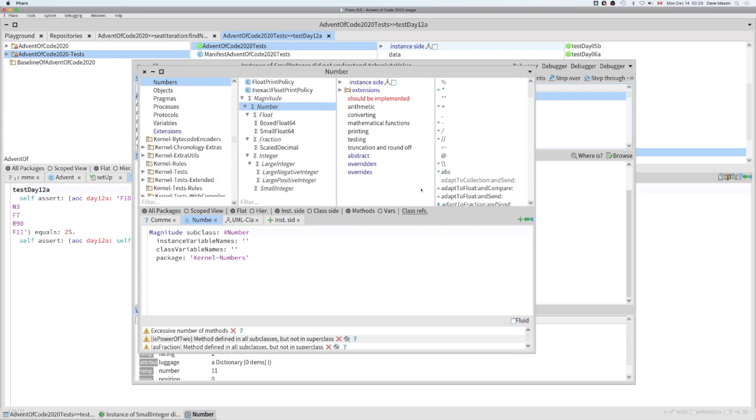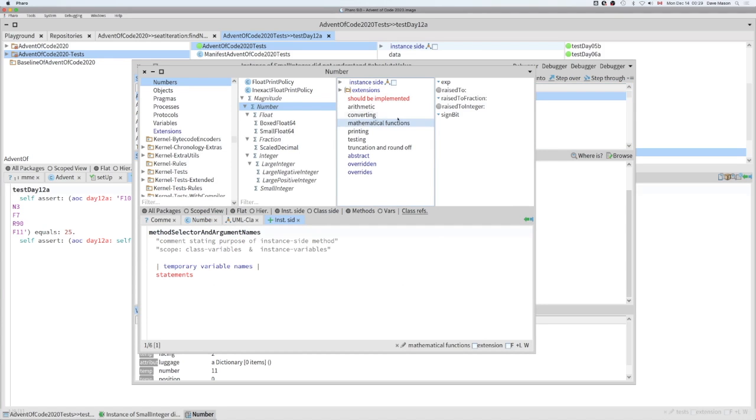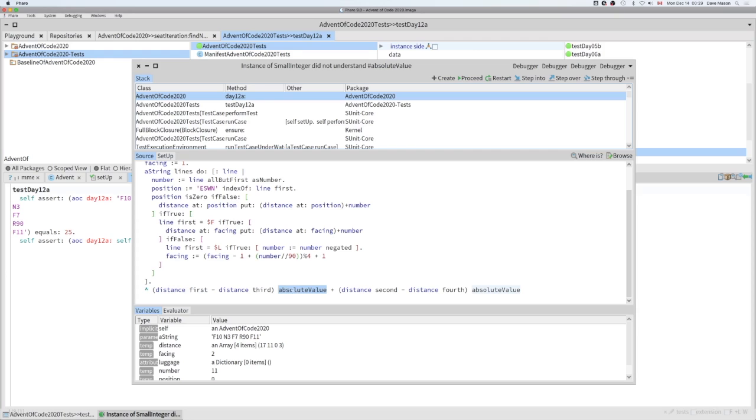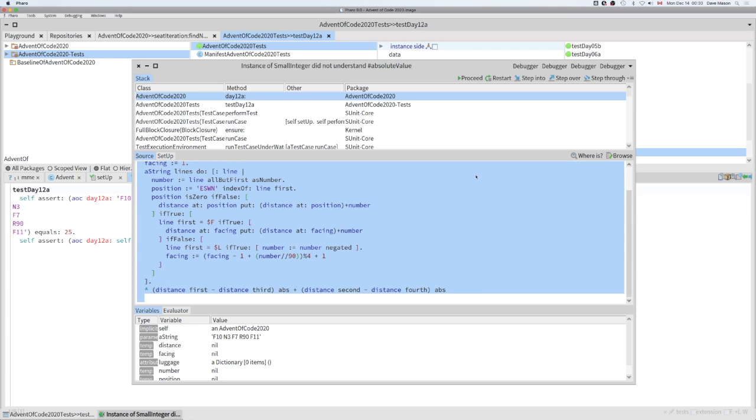So, mathematical functions. Oops. Arithmetic. Let's try arithmetic. Arithmetic is hard for computers too. Right. So it was just abs. I thought it was abs, but I got confused. Okay. Save and proceed again.